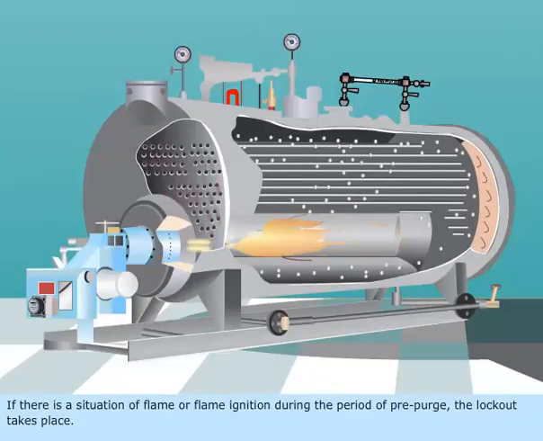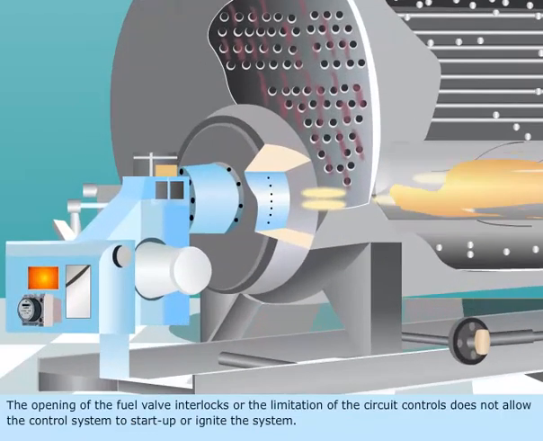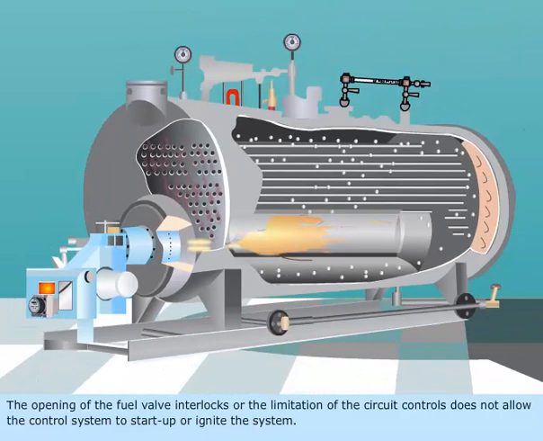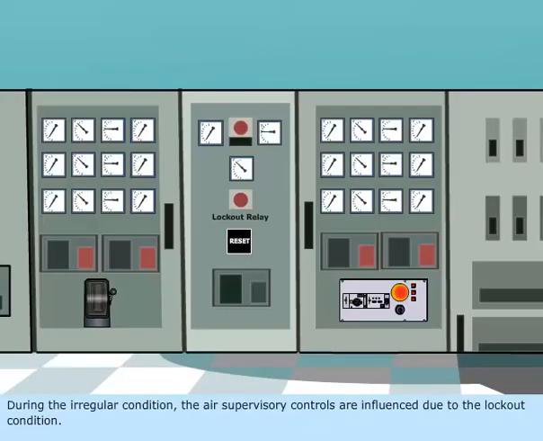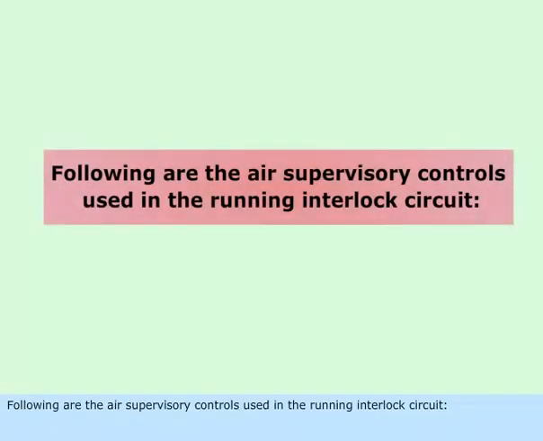If there is a situation of flame or flame ignition during the period of pre-purge, the lockout takes place. The opening of the fuel valve interlocks or the limitation of the circuit controls does not allow the control system to start up or ignite the system. During the irregular condition, the air supervisory controls are influenced due to the lockout condition. Following are the air supervisory controls used in the running interlock circuit.